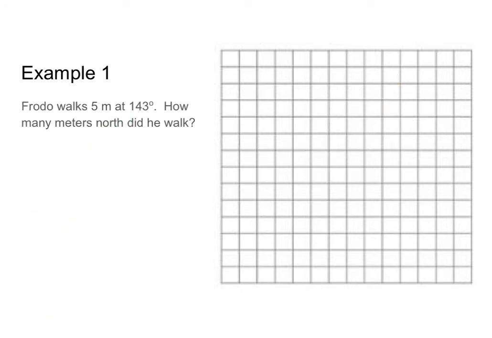So let's give another example. So now we have Frodo, who's going to walk 5 meters at 143 degrees. So we're going to figure out how many meters north he walked. So let's go ahead and again draw in our unit circle. So I know again 0 degrees, 90, 180, and 270. So I know that Frodo is somewhere between my 90 degrees and my 180 degrees in quadrant 2. And I'll go ahead and just draw a vector in quadrant 2, which I'm going to say is at 143 degrees and is 5 meters long.